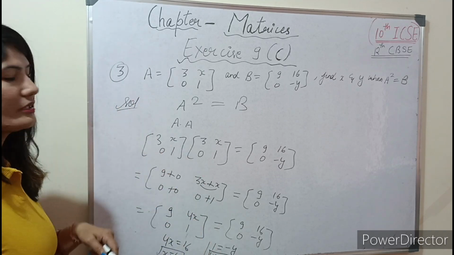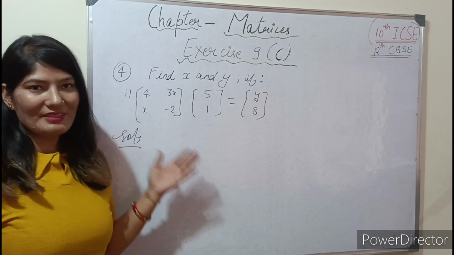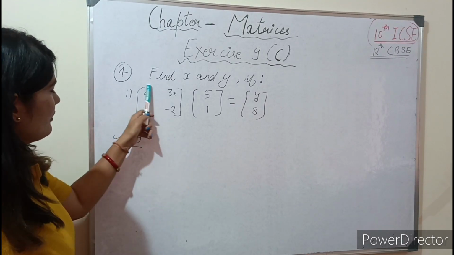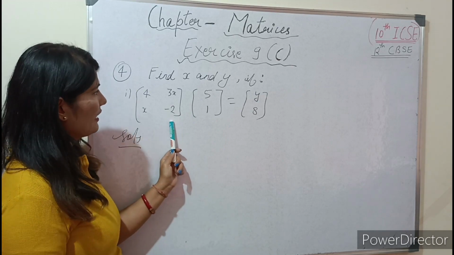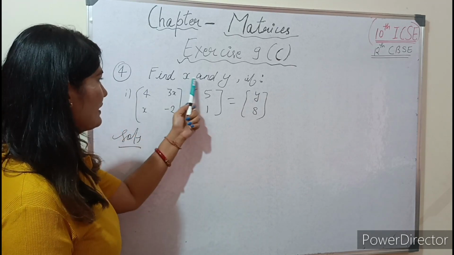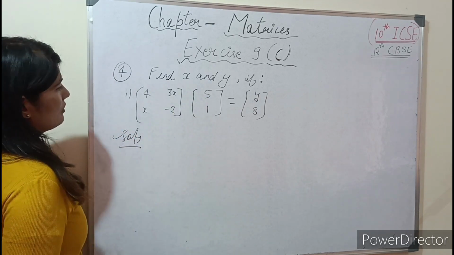This is your question number 3. So please have a look. Now moving to question number 4. Find x and y if, you can see here the matrix is given to you, and in this case we have to find the value of x and y. So let's start solving it.